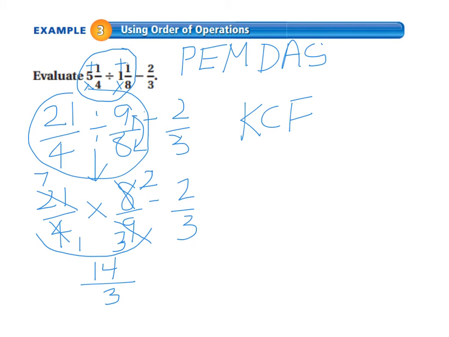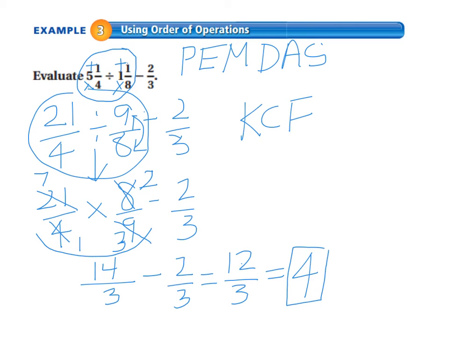So I have 14/3 minus 2/3. That worked out nicely because I have common denominators, so I can do that subtraction. And that would leave me with 12/3. Again, that's an improper fraction, so I'd like to make that into a whole number or mixed number, and in this case it is a whole number because 12/3 is exactly the same as 4. There are 4 groups of 3 in 12. So this whole problem comes down to the solution that 5 1/4 divided by 1 1/8 minus 2/3 equals 4.